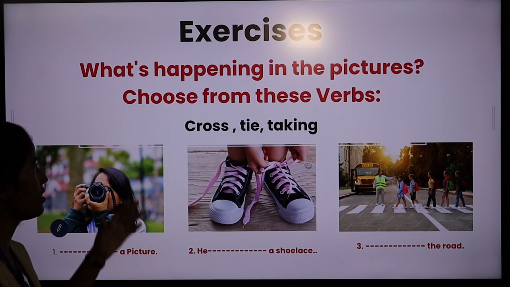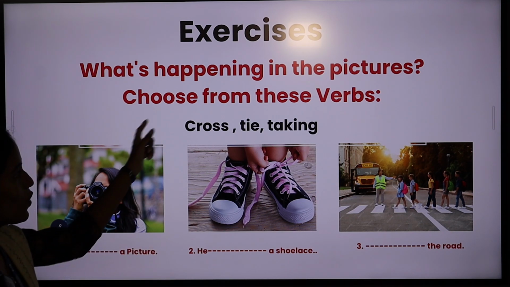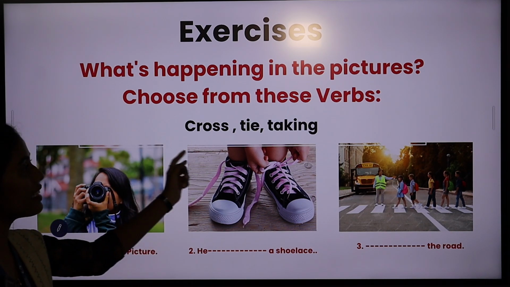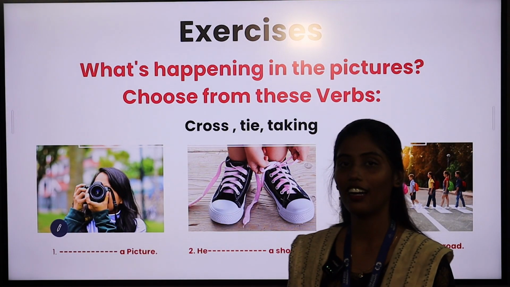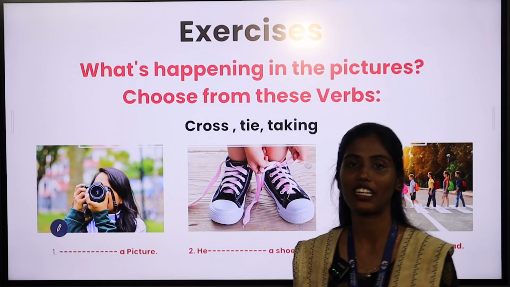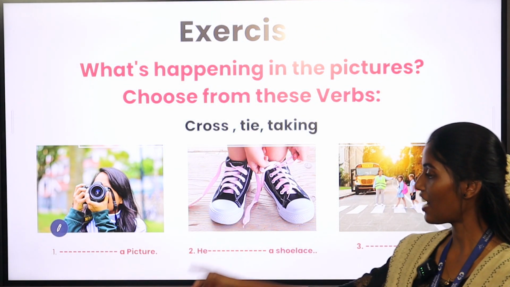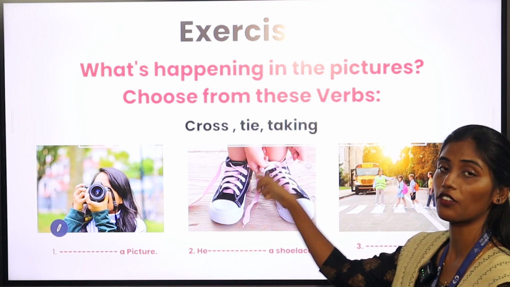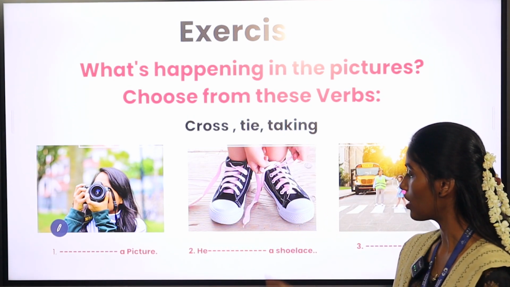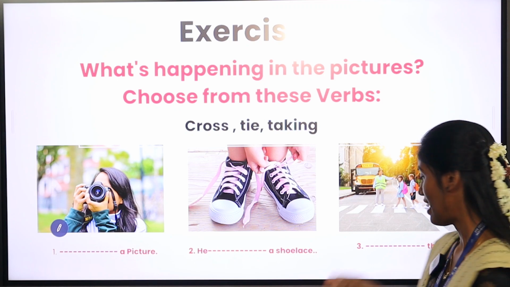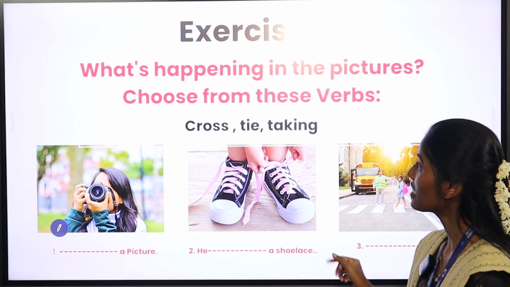Here are the exercises for you, so you can work on them. What is happening in this picture? Choose from these verbs. You can choose the verbs from this picture. Give your answers in the comment box so that I can check. What is the answer for the first question? Dash a picture. You can choose the verb from: cross, tie or taking. And second one, he dash shoelace. And third one, dash the road. So comment your answers. Next exercise.